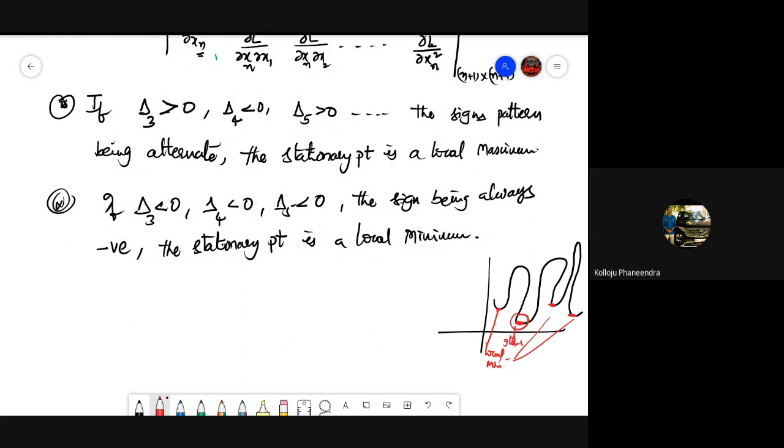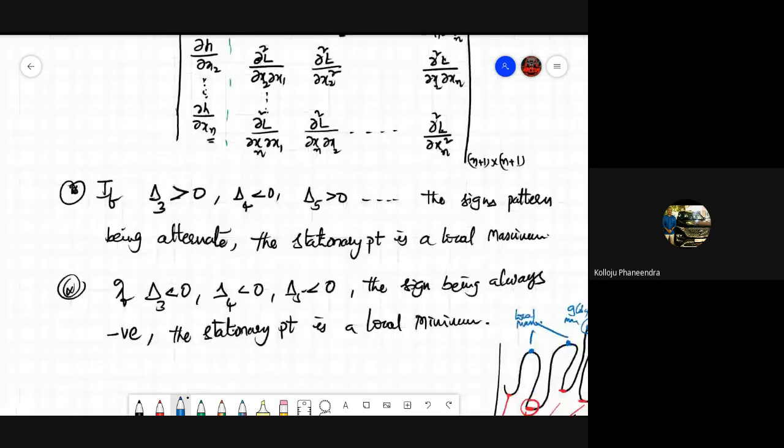Same logic for maxima. This is one maximum, another maximum, another maximum. These are all local maxima, and this is called the global maximum. So what about a single constraint with n variables?